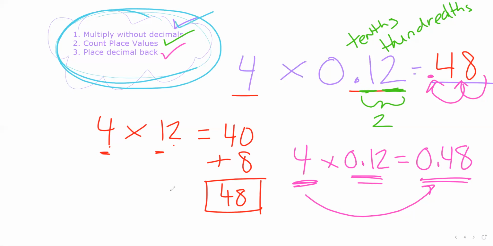Multiply without the decimals. So just ignore the decimals, multiply. Count the place values, meaning count the decimals you ignored. If you ignored 1 decimal, that's 1 place value. If you ignored 2 decimal place values, that's 2 place values. And then place that back into your product. So like we did here, because I ignored the tenths and the hundredths, then in my answer, I had to make sure I had a tenths and a hundredths.